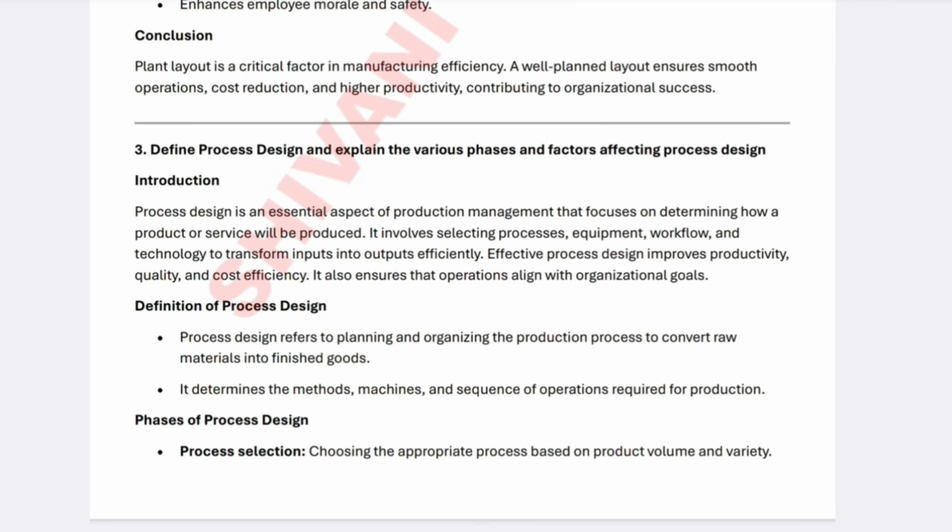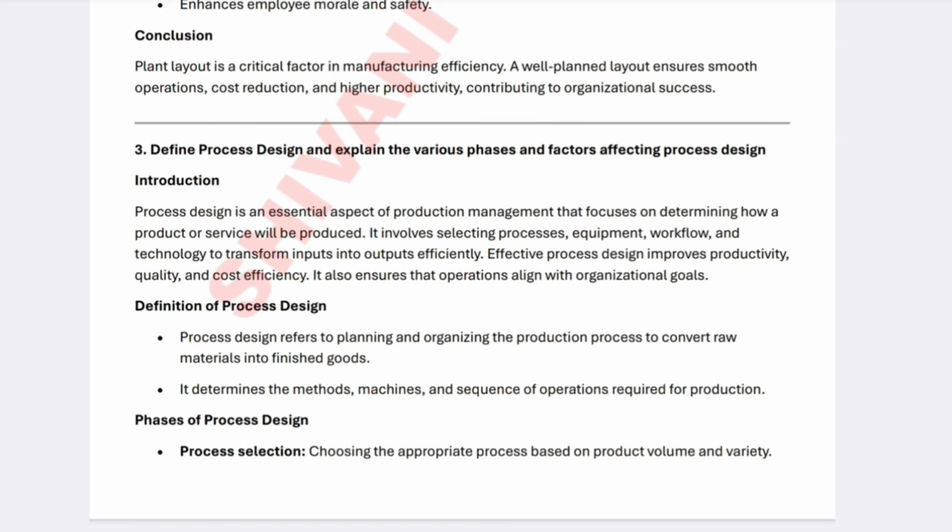So what is meant by process design? Process design is a very important aspect in production management, ma. Why? Because whatever the product, whatever the service is there, it has to be produced, and for that this will be useful. It involves selecting the process, it involves the equipment, workflow, technology, inputs and outputs, everything.